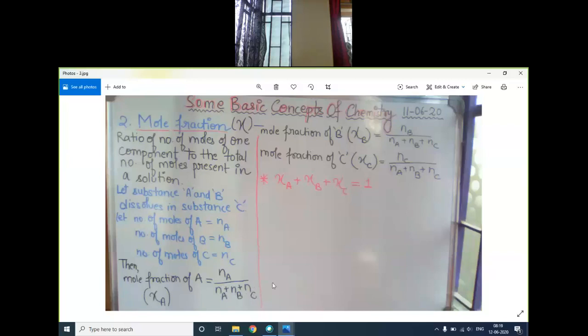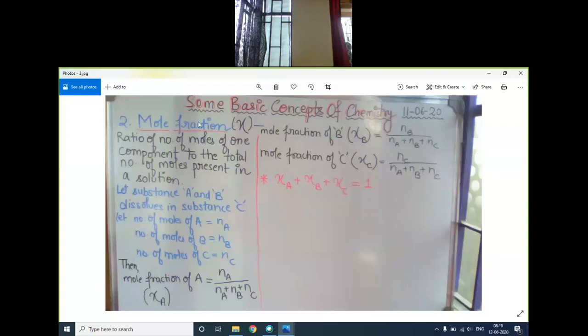Similarly, you have to calculate the mole fraction of B. That time in the numerator you have to put the number of moles of B because we are calculating the mole fraction of B. So the number of moles of B divided by the total number of moles, Na plus Nb plus Nc. Similarly, the mole fraction of C is the number of moles of C divided by the total number of moles, Na plus Nb plus Nc.